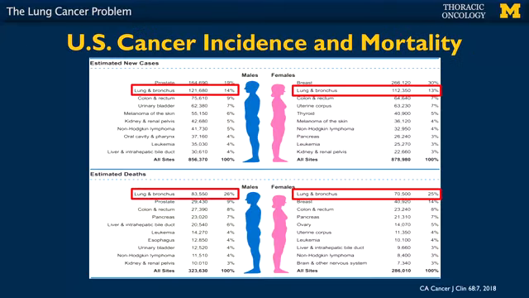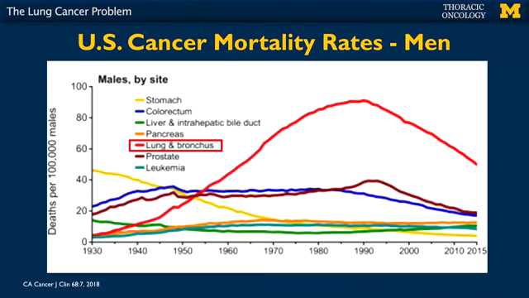On this slide, we'll see that lung cancer is the second most common cause of cancer in both men and women in the United States, behind prostate cancer in men and behind breast cancer in women. But as far as deaths go, lung cancer is the leading cause of cancer-related death in both men and women.